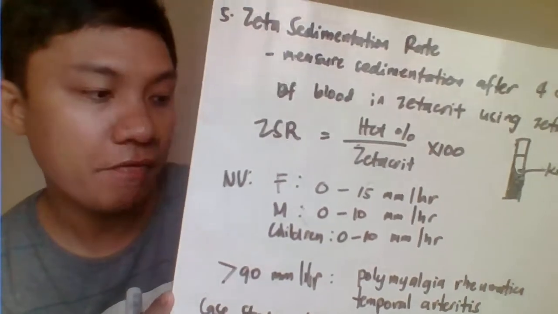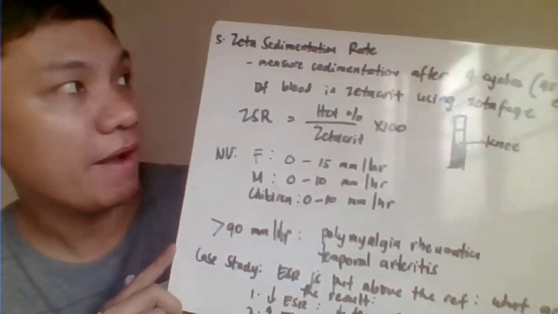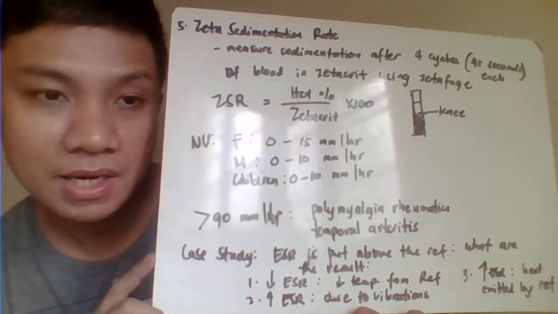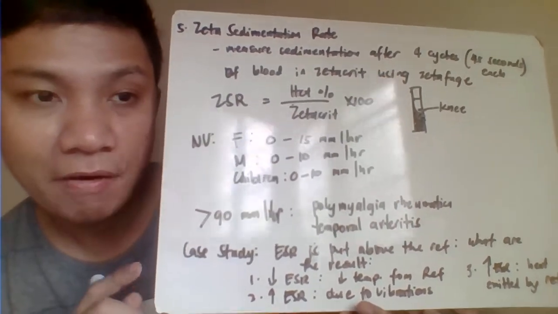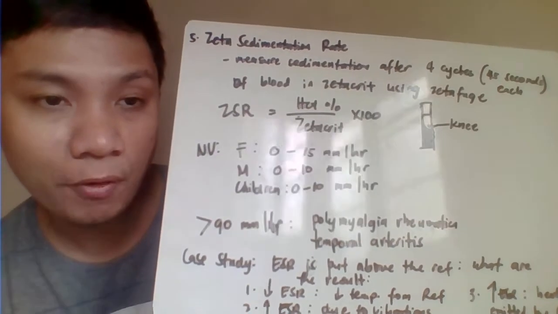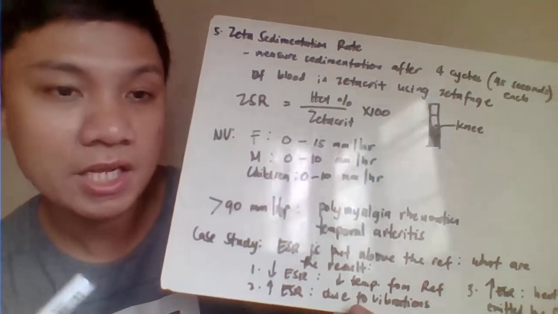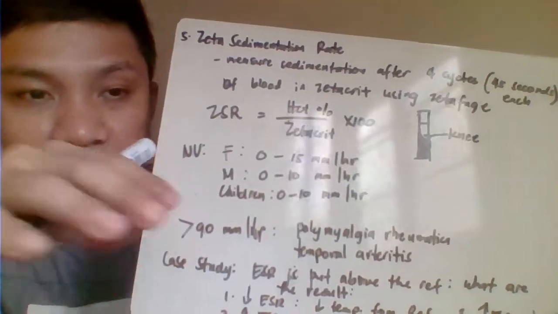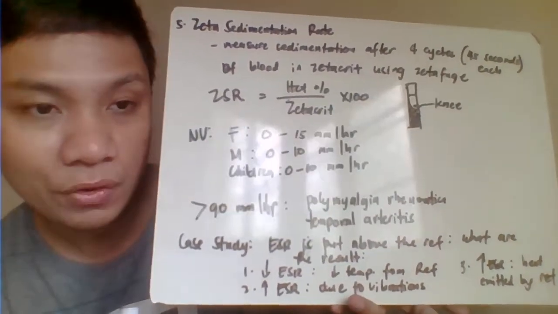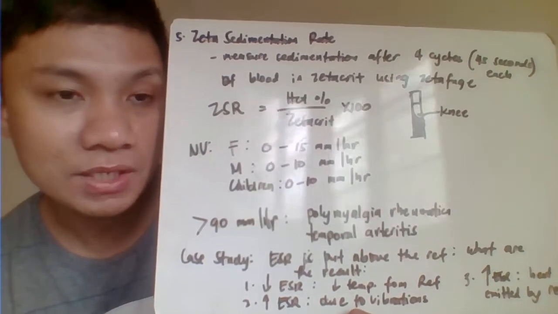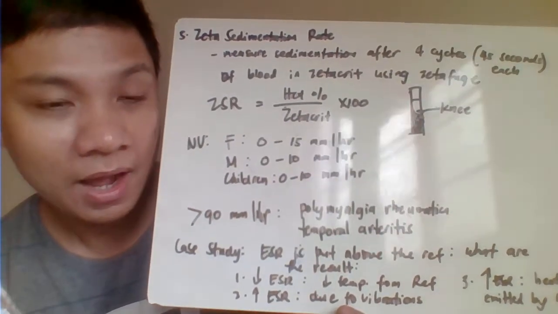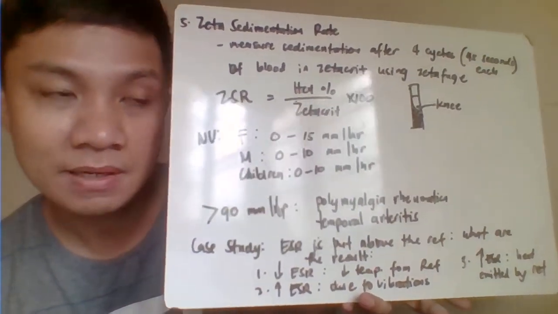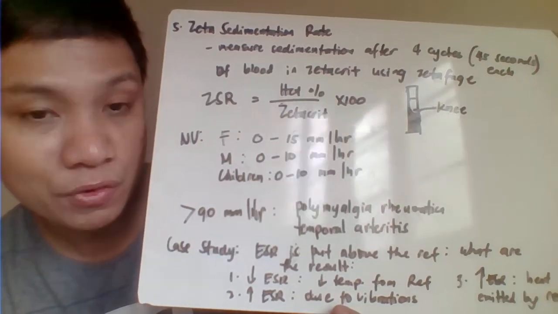Okay, another method here for the ESR determination, we have here your zeta sedimentation rate. Okay, the zeta sedimentation rate measure here the degree of your settling process after 4 cycles of your centrifugation. Each of the cycle contains here 45 seconds. So, 4 na beses mo siya i-centrifuge. Only that, this one uses here special na hematocrit tube in the form the zetacrit. Tapos ang kanyang centrifuge is in the form the zetafuge.